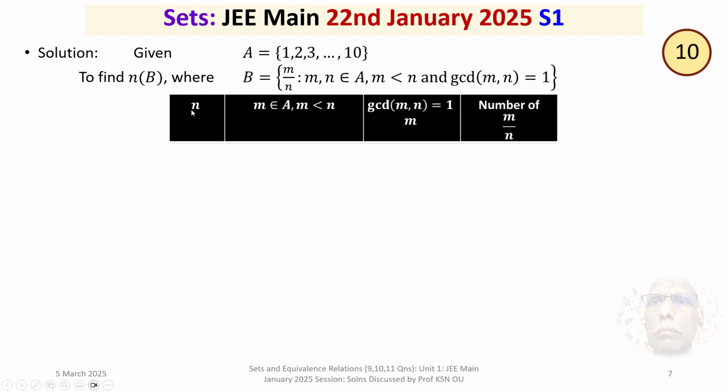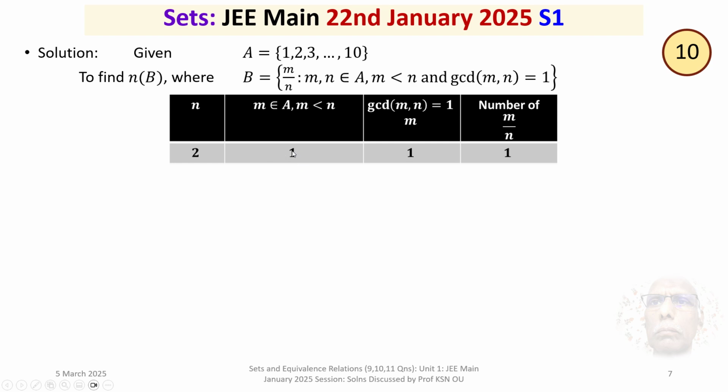Now, we first of all consider n. What is n in B? n is sitting in the denominator. So if you take n equal to 1, what are all those elements of A less than 1? No elements. Therefore, n equal to 1 is not considered. So now n is equal to 2. What are all those elements less than 2 in A? Only 1.